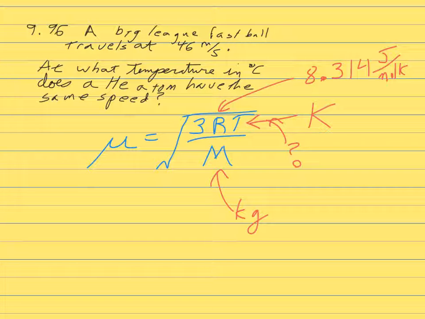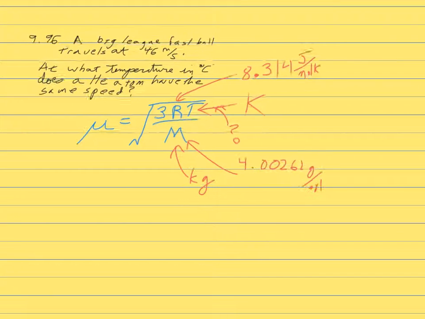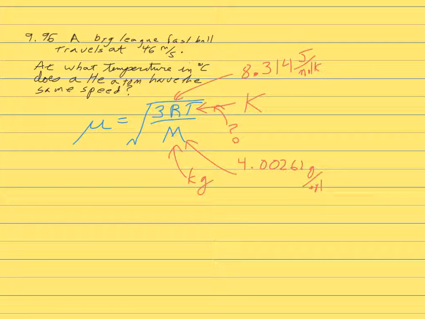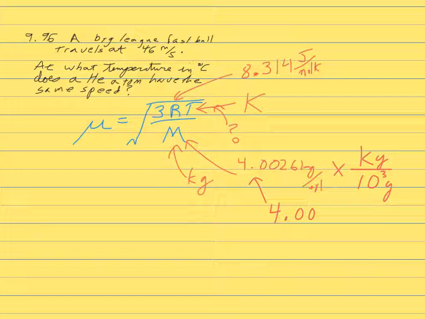Helium has a molar mass of 4.00262 grams per mole. So we're going to have to convert that to kilograms. Place grams where they cancel out. Place kilograms where we'll have them. So we wind up with a molar mass of 4.00262 times 10 to the negative third kilograms per mole.